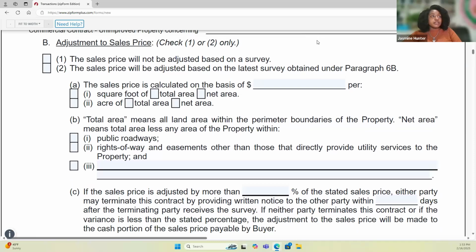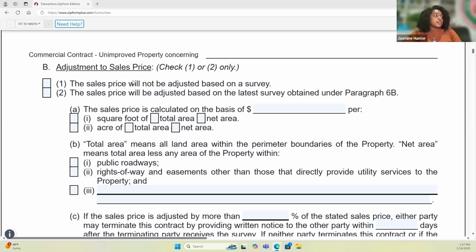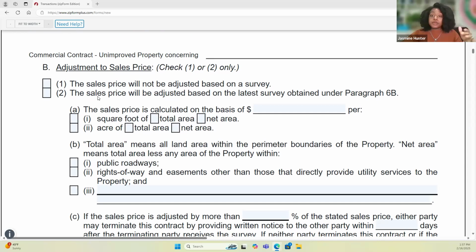When you are talking about the sales price, sometimes there has to be an adjustment. So with the adjustments to the sales price, basically what this is saying is, with unimproved property or with land in general, if you've ever driven by a property that was selling land, you would see something that said like plus or minus 5 acres, plus or minus 100 acres. That plus or minus is what we're talking about here for the adjustment.